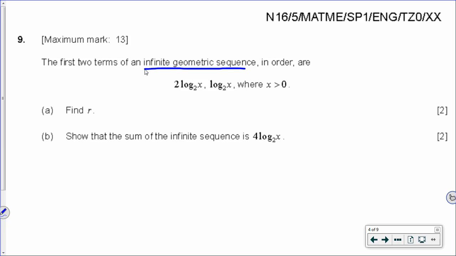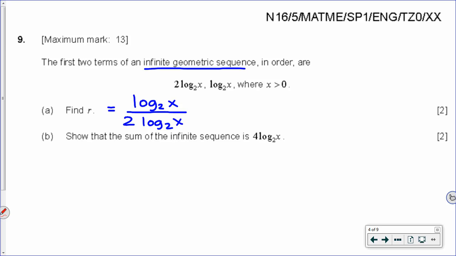And the fact that it's geometric tells me there's a common ratio, which I can always find by dividing any term by the one that came before it. So when it asks us to find r, that's exactly what we need to set up. Any term, so in this case the second one, divided by the term that came before it. This is a 2-point question. Most people were able to set this up.